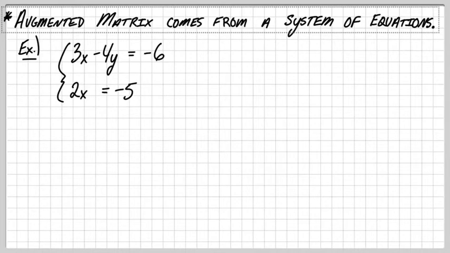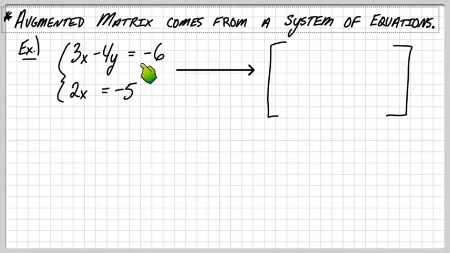So all I want you to do at this point is be able to express this in an augmented matrix. So I'm going to make a little arrow here. I'm going to make a matrix. Let's see. It should have 2 rows because I've got 2 equations. And it should have 3 columns. And then I'll put a vertical bar for the equal sign.